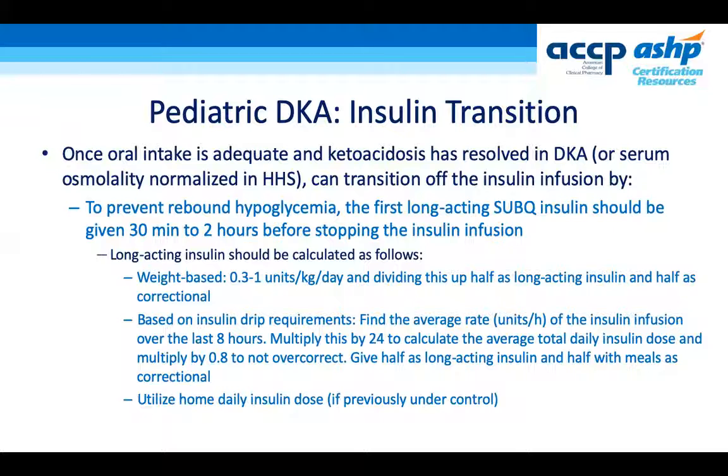Long-acting insulin should be calculated as follows: 0.3 to 1 units per kilo per day, divided up half as long-acting insulin and half as correctional. Or you can do it based on the insulin drip requirements, or you can utilize their home daily dose, as we talked about earlier.